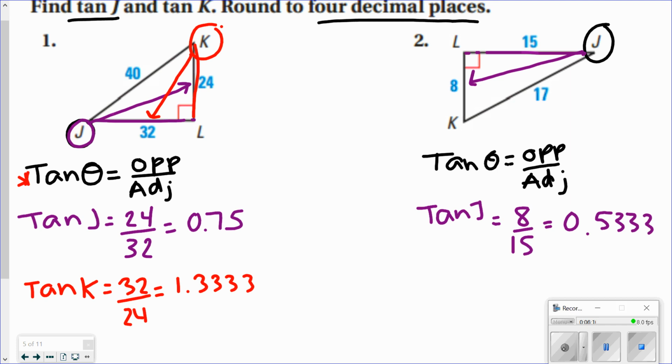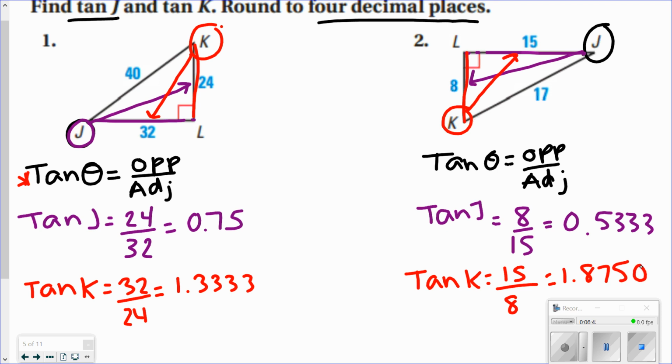Let's find the tangent of angle K. So tangent of angle K, we want to find the ratio. What is the opposite side of K? It would be 15. What is the adjacent side of K? It would be 8. And if I were to write that as a decimal, it'd be 1.8750.